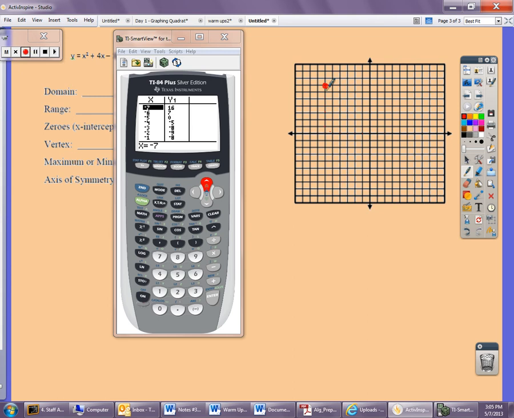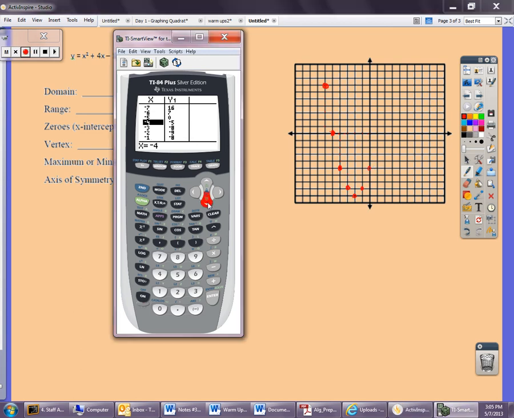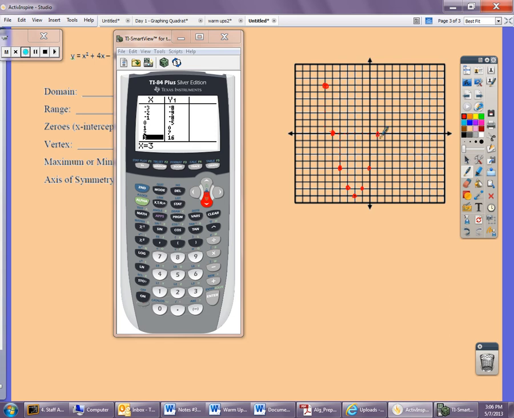Then we plot negative 5, 0. Negative 4, negative 5. Negative 3, negative 8. Negative 2, negative 9. And then we plot negative 1, negative 8. 0, negative 5, 1, 0, and 2, 7. And we draw our graph. If I went too fast for you, you can always just pause it and catch up and plot your points.